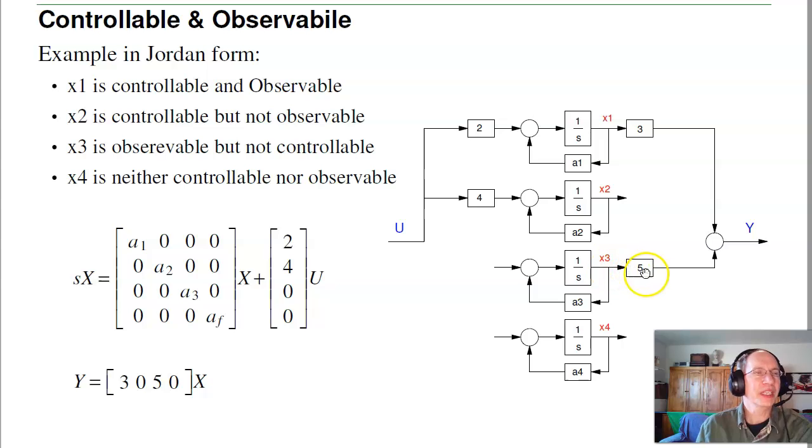State 3 is observable, but it's not controllable. That isn't necessarily bad. If this state is stable, I can't do anything about it, but if I can live with it, I can still deal with the system. If the state is unstable, then I'm out of luck. If any state goes to infinity, it'll break your system. The fourth state is neither controllable nor observable. I can't see what's happening, and I can't affect it.